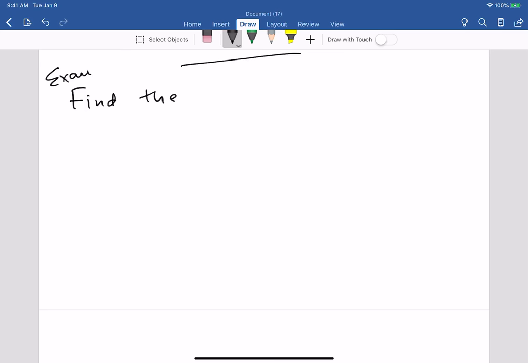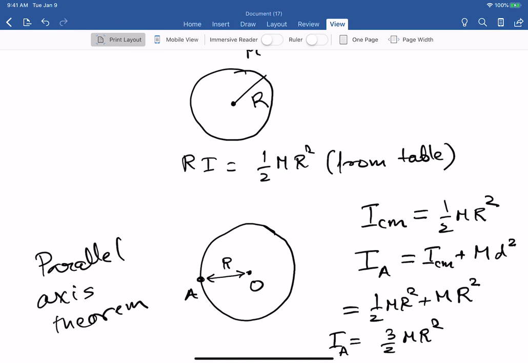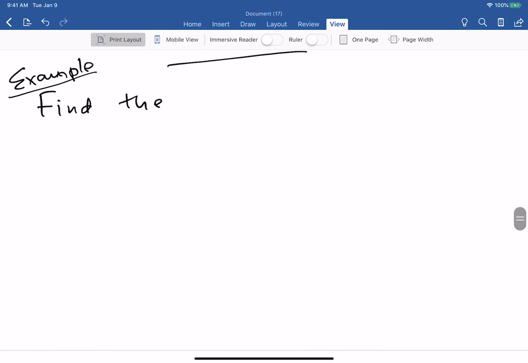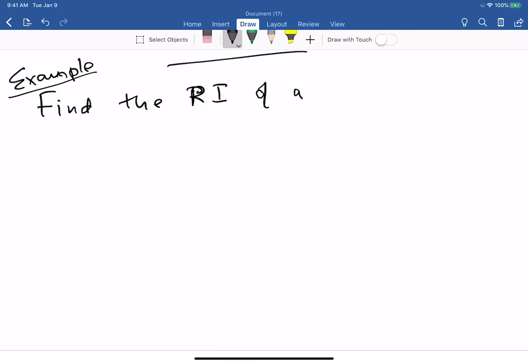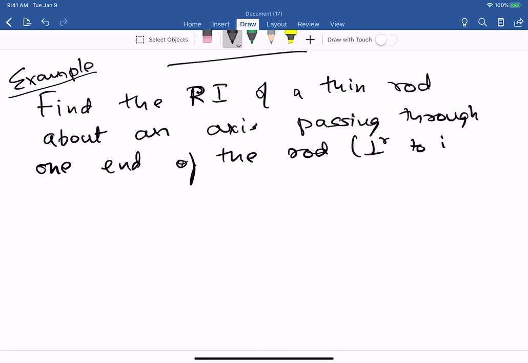So this is an example. Find the rotational inertia of a thin rod about an axis passing through one end of the rod and perpendicular to it. So here's the question. We have a thin rod and we want to find its rotational inertia about an axis which passes through one end of the rod. The mass of the rod is given, it's M, and the length of the rod is L.